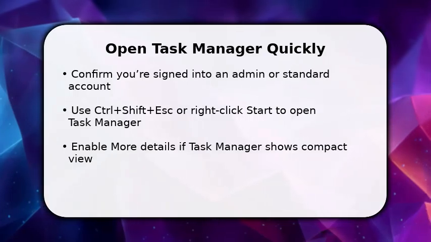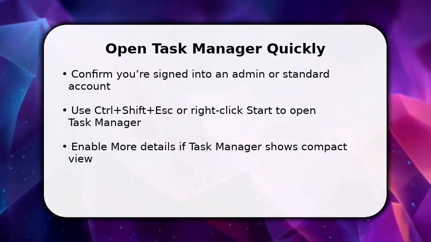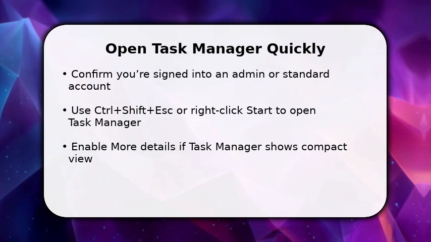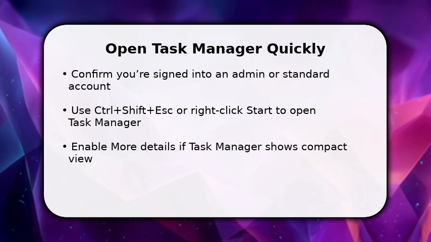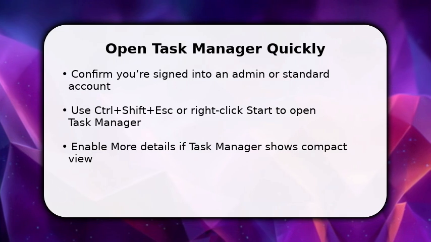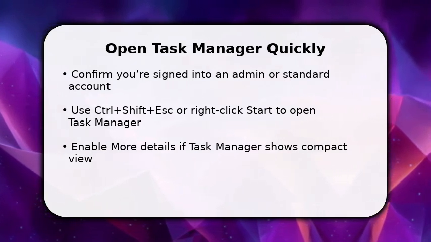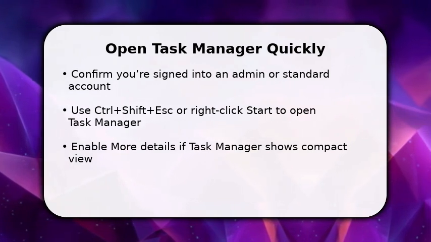You'll start by launching Task Manager immediately. Press Ctrl plus Shift plus S for the fastest access. Once open, make sure to click More Details at the bottom so you see all running processes. If you prefer the menu route, right-click the Start button and choose Task Manager. This gives you full visibility into apps, background processes, and performance tabs.